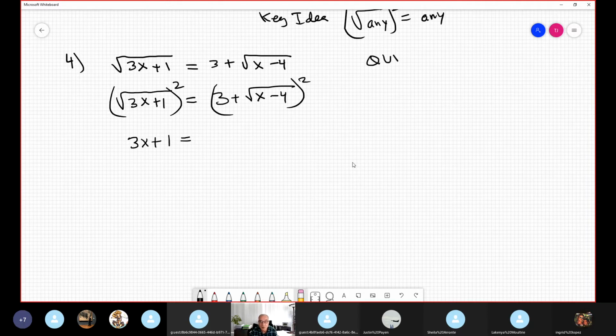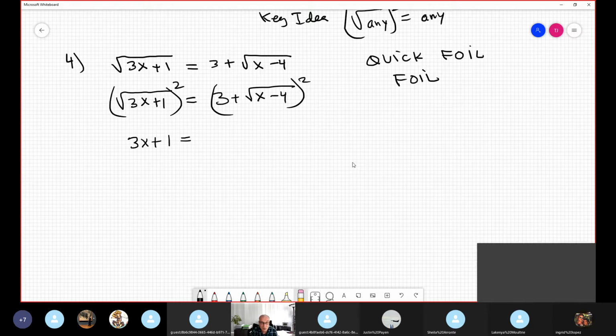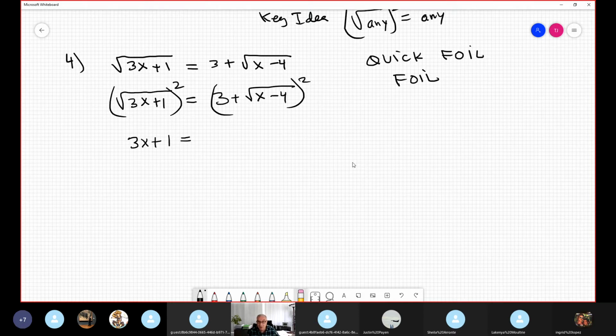Quick FOIL or just FOIL? Quick FOIL or FOIL? Or regular FOIL, like a kindergarten guy? What do you want? Kindergarten or college way? College. College way, I know, que es square first, kindergarten. No, okay, I respect. Some people say, no, professor, I never learned this quick FOIL.